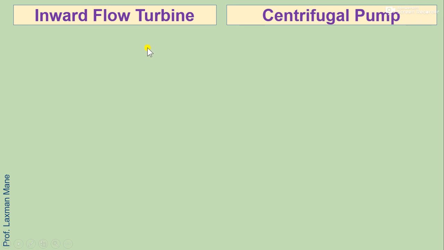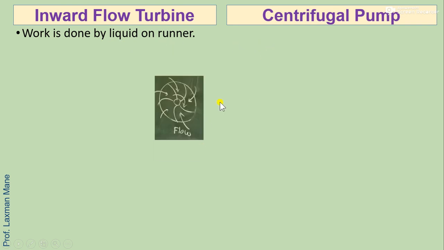Now we will see the relation between inward flow turbine and centrifugal pump. These both are byproducts of the vane in series concept, which is studied in unit number 1. In case of inward flow turbine, work is done by water on the runner, and in pump, if you see here, this is the runner of the turbine. So here the flow is taking place from outward to inward. That's why the name is inward flow turbine. So from periphery to center.